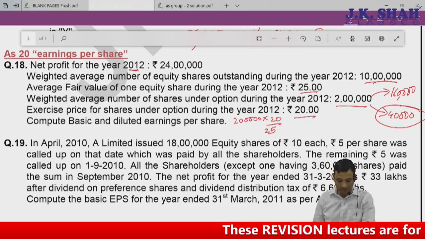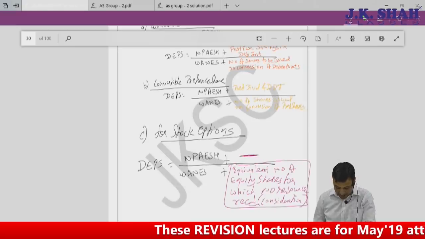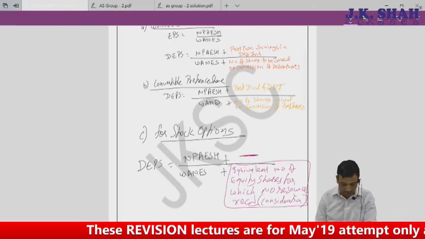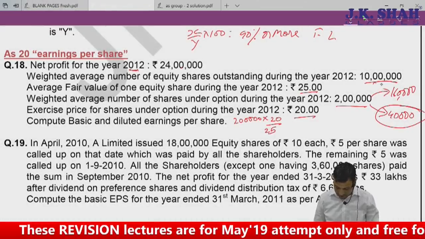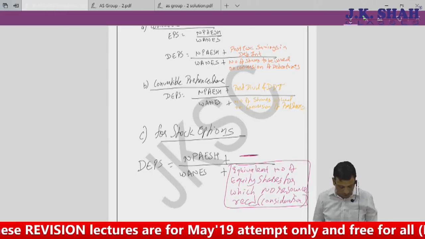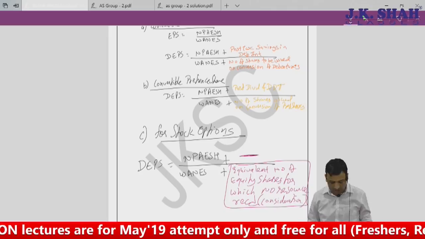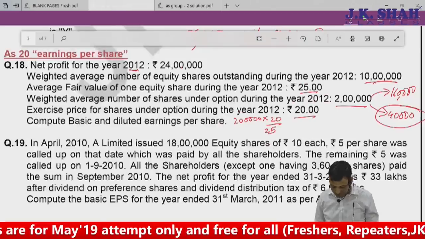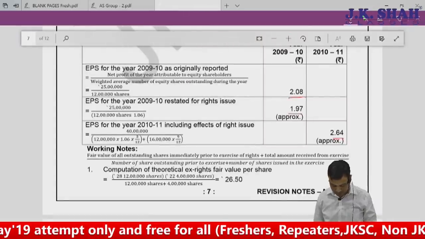So what I will do is 24 lakhs plus dash, divided by weighted average number of equity shares. How much is the weighted average number of equity shares? 10 lakh plus 40,000. Yeah. So this is my solution.